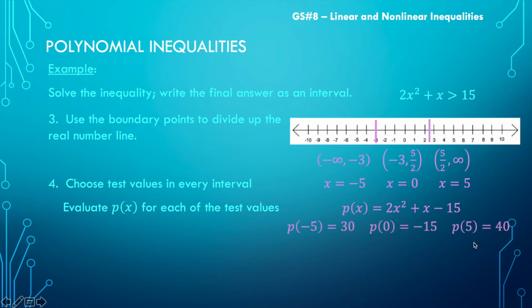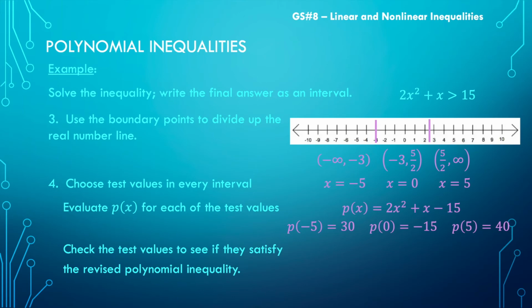When we do that, we get these values. P of -5 is equal to 30. P of 0 is equal to -15. And P of 5 is equal to 40. What we're going to do with that now is check the output and see if the output will satisfy the revised polynomial inequality. That revised inequality looks like this. So we want to know if 30 is greater than 0, and it is, right? If -15 is greater than 0, and if 40 is greater than 0.